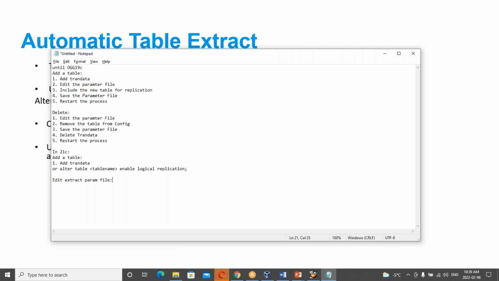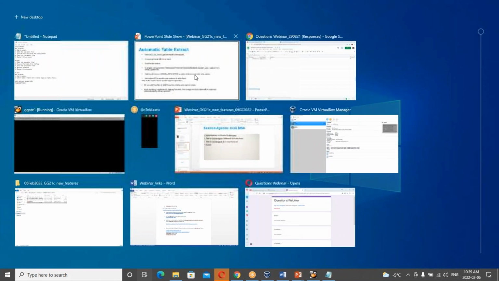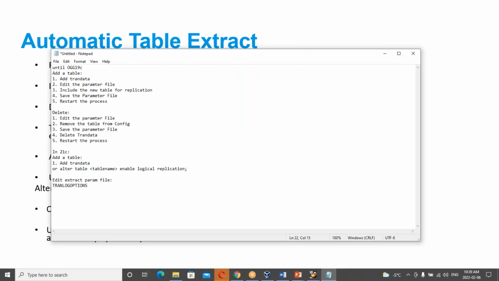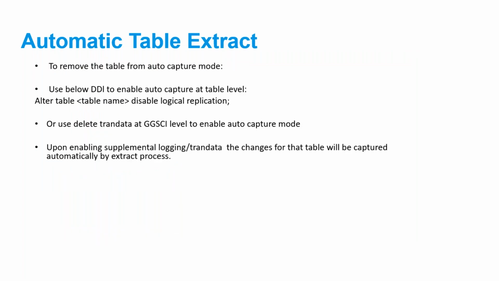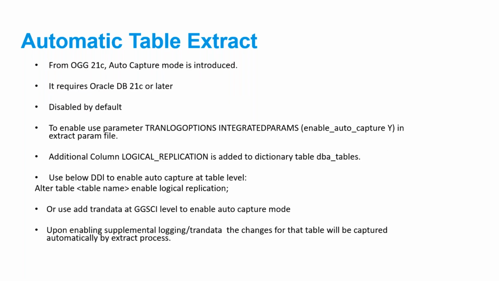param file and use the parameter TRANLOGOPTIONS integrated params, enable auto capture Y. You just have to do that. So these are the two things you have to do to enable automatic table extract. You don't have to add anything in your parameter file, just do it at database level.